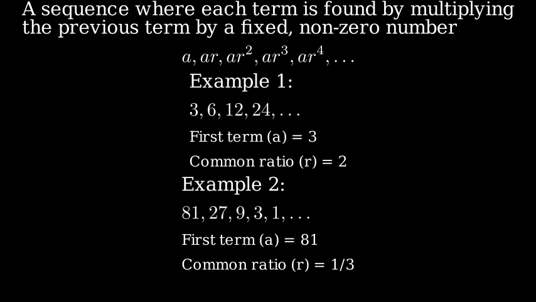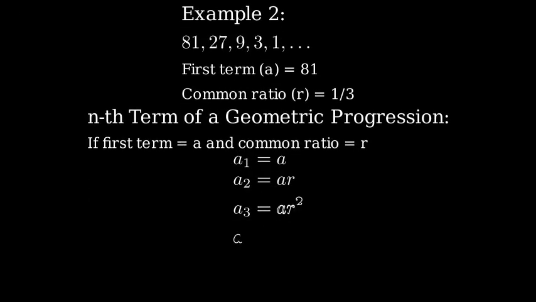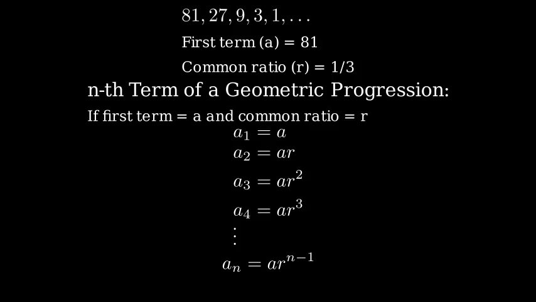Now, let's derive the formula for the nth term of a geometric progression. If the first term is a and the common ratio is r, then the second term is a times r. The third term is a times r squared. The fourth term is a times r cubed. Following this pattern, we can see that the nth term, denoted as a sub n, is given by a sub n equals a times r raised to the power of n minus 1.